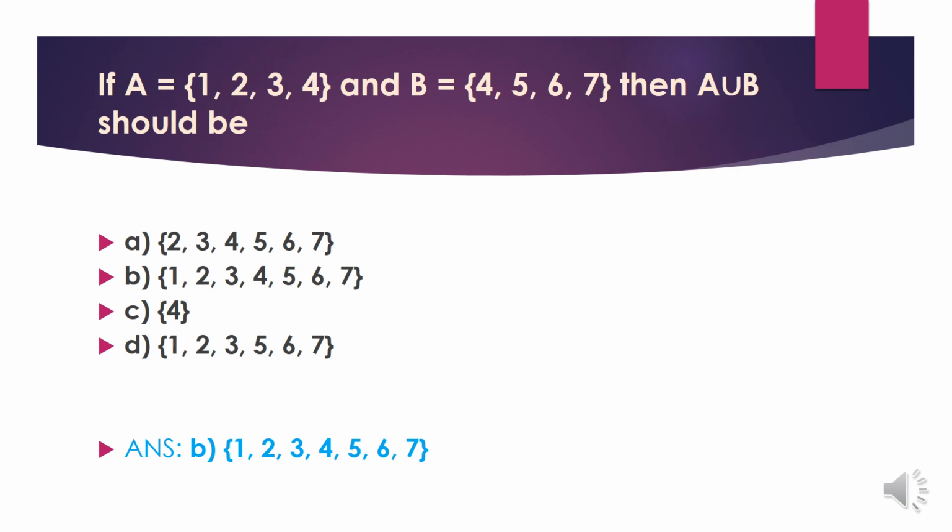If A is equals to 1, 2, 3, 4 and B is equals to 4, 5, 6, 7, then A union B should be A, 2, 3, 4, 5, 6, 7, B, 1, 2, 3, 4, 5, 6, 7, C, 4, D, 1, 2, 3, 5, 6, 7. Answer B, 1, 2, 3, 4, 5, 6, 7.